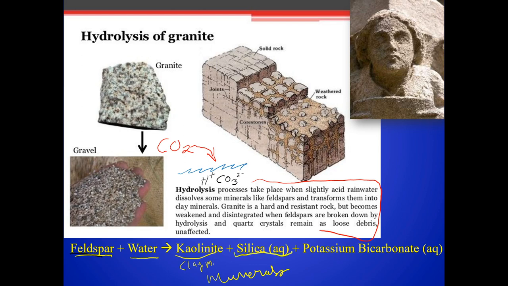Then plus silica and plus potassium bicarbonate. So what you end up with after feldspar and water is clay minerals plus silica, which is like quartz, and then plus potassium bicarbonate, which is going to be dissolved. You can see this aqueous sign, the AQ stands for aqueous. This is going to be dissolved in the water, okay?